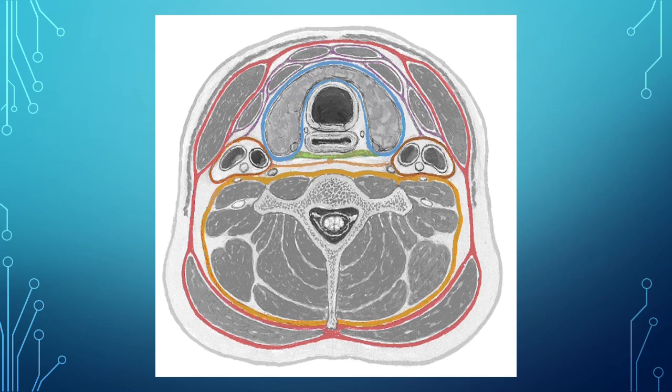Okay, that's the gland, and that is the investing layer, how it is closing the gland. The one which is just like this, that's the trachea. One of them, the blue one, is going to be the pretracheal fascia. We care for the investing capsule more, which is named the true one.